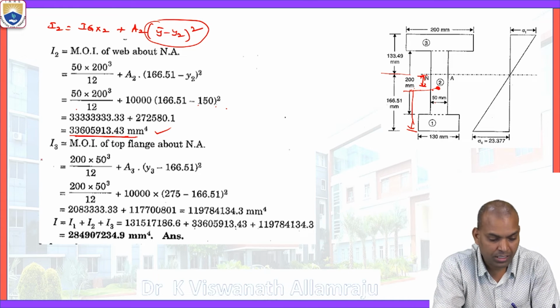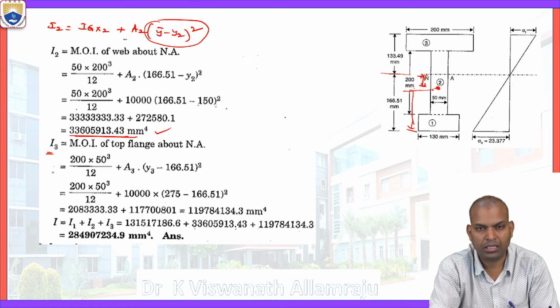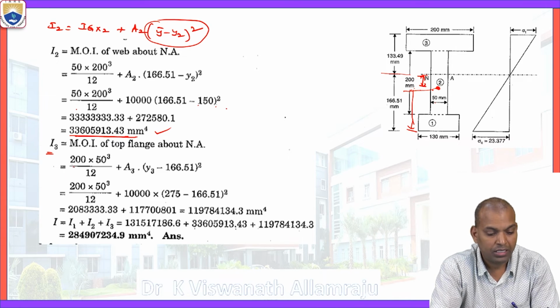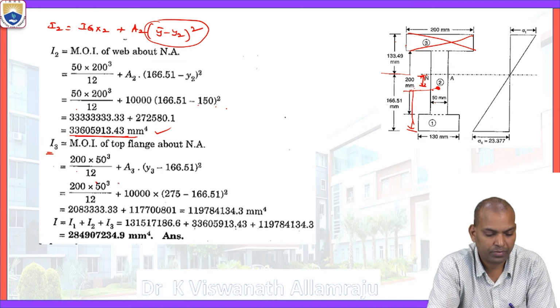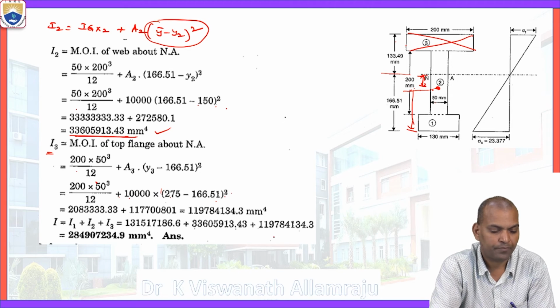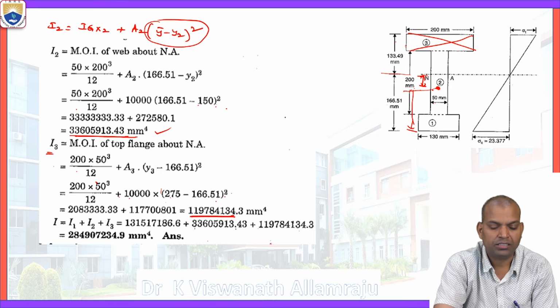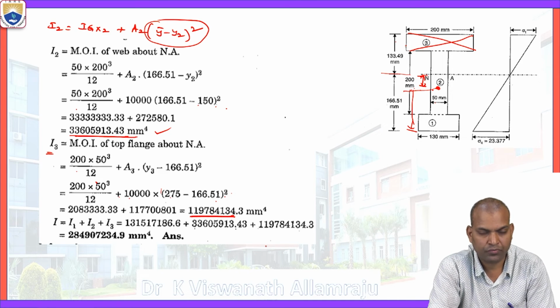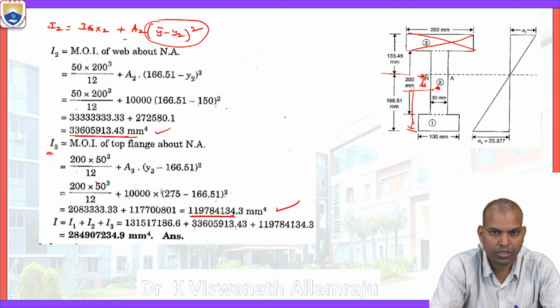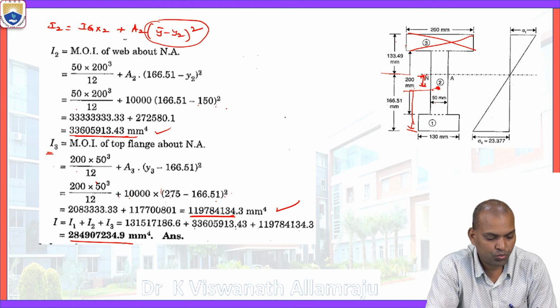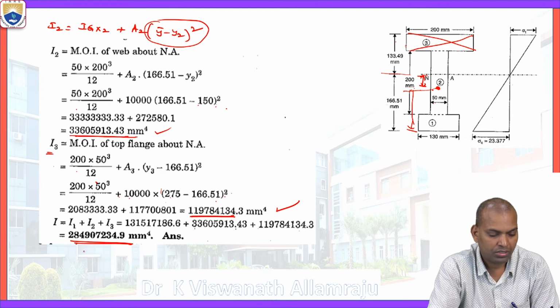This is the value of I2. And next I3, same concept: IGx3 plus A3 times bar y minus y3 whole square. That is IGx3, 200 into 50 cube by 12, plus A3, 200 into 50, times y3 minus bar y, that is 275 minus 166.51 whole square. So the value of that I3 is 119784134.3 millimeter per 4. The sum of moment of inertia I1, I2 and I3, that is the total, is 284907234.9 millimeter per 4. That is I value.